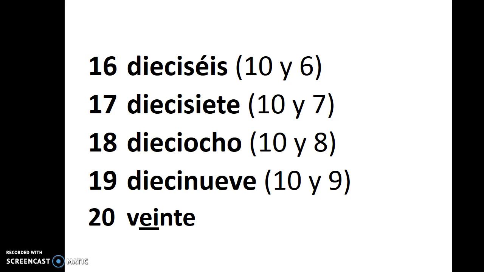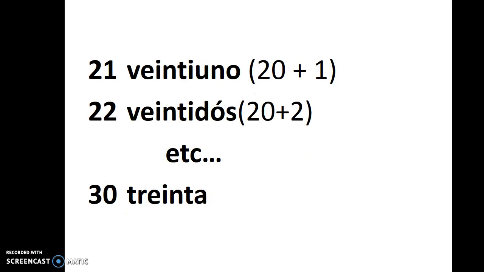Our other vowel combination, if it's IE, is the sound ye. So 10, 16, 17, etc. Alright, now we have our numbers 21 through 30.